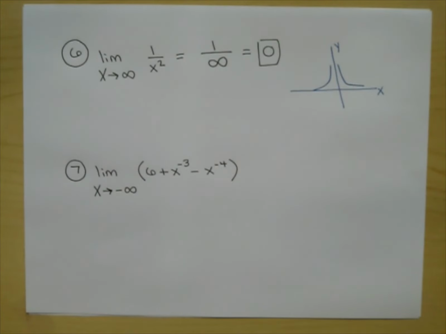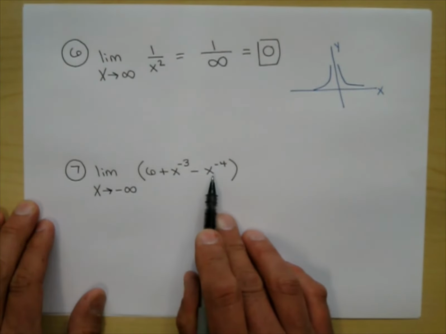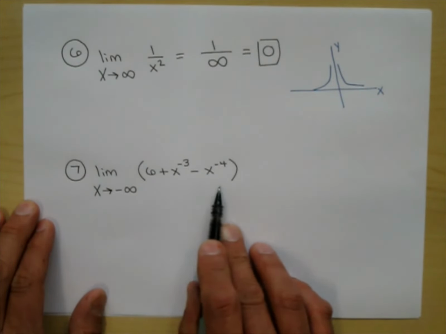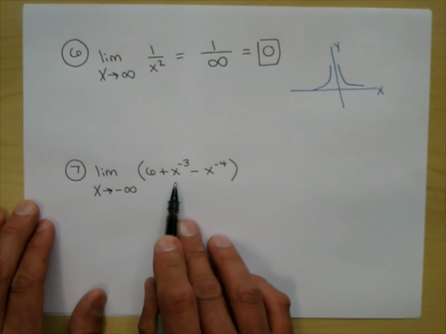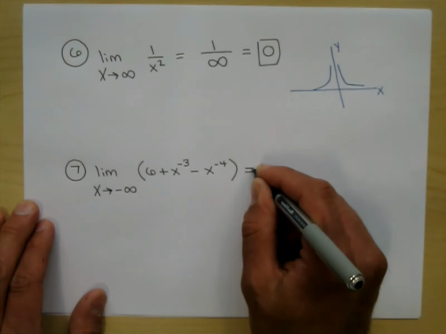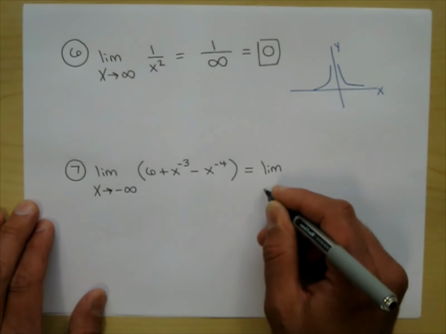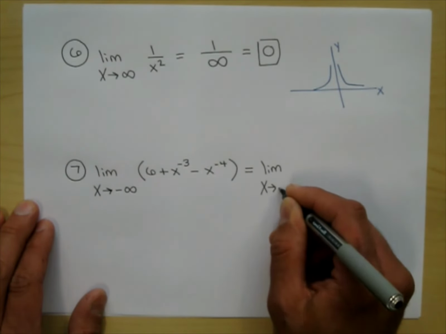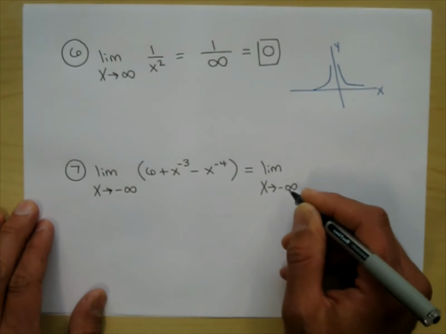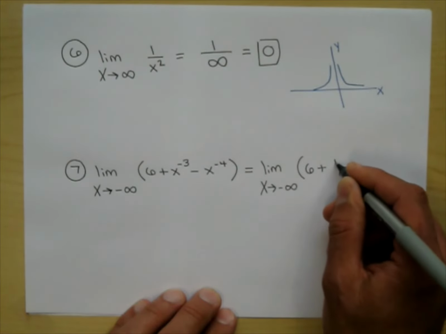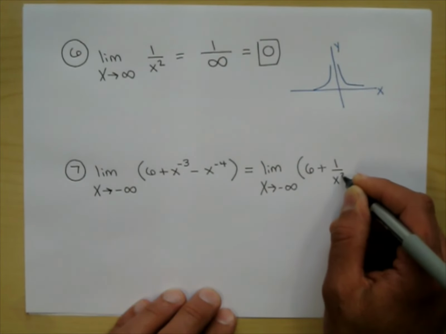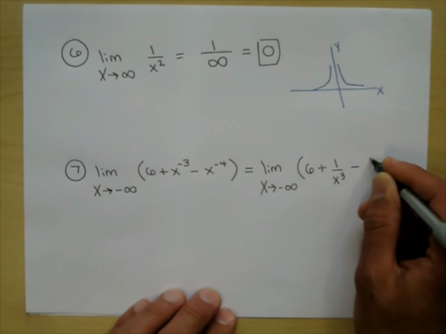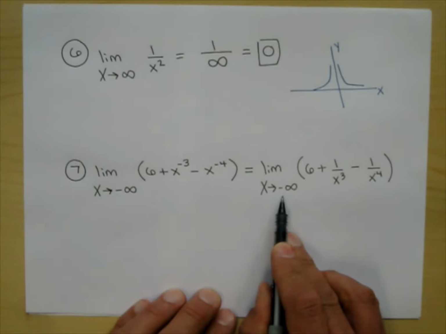Okay, our next problem that we're going to do is one that looks like this. So there's some negative exponents. I'm going to rewrite this expression here and write this as 1 over x to the 3rd. So this is the limit as x is approaching negative infinity of 6 plus 1 over x cubed minus 1 over x to the 4th. And we're going to negative infinity here.